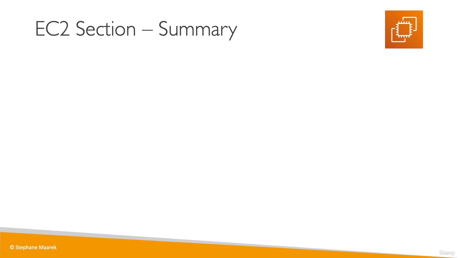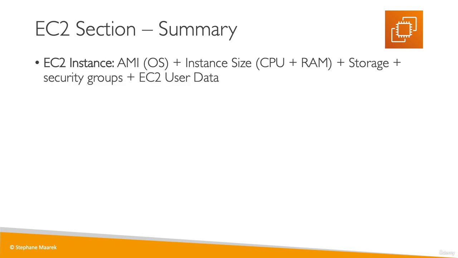Let's do a summary on what we learned for EC2. So we have created EC2 instances, and they were composed of an AMI, which was defining the operating system. Then we defined an instance size, where we defined how much CPU power we want and how much RAM we want. We described the storage for our EC2 instance.